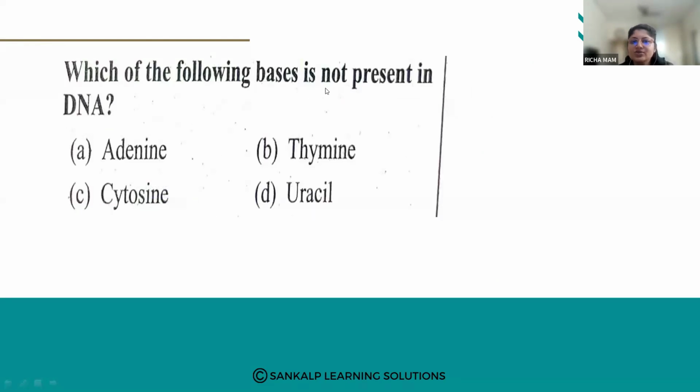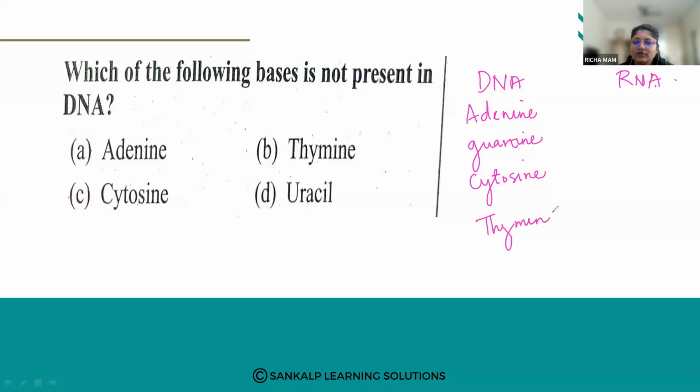Which of the following bases is not present in DNA? Adenine, thymine, cytosine, uracil. So when you see the bases in DNA and in RNA, what are the bases present in DNA? The bases present are adenine, guanine, cytosine, then you have thymine. So these are the bases present in your DNA.